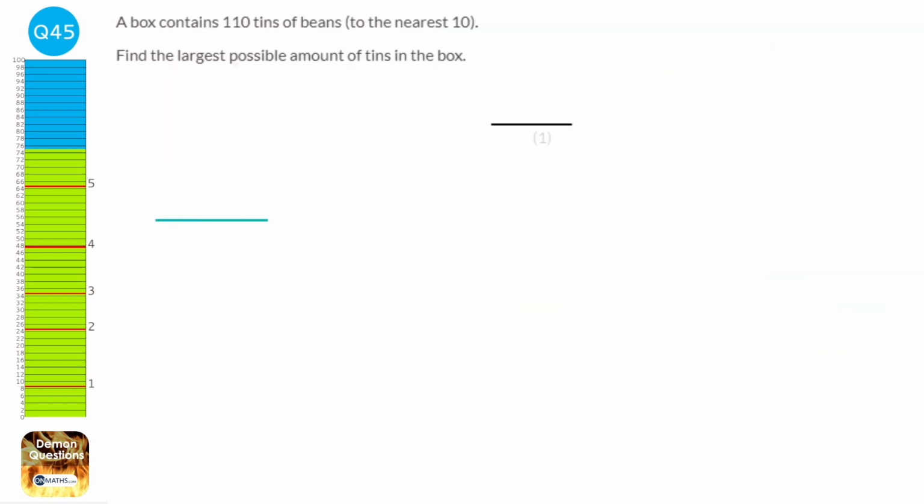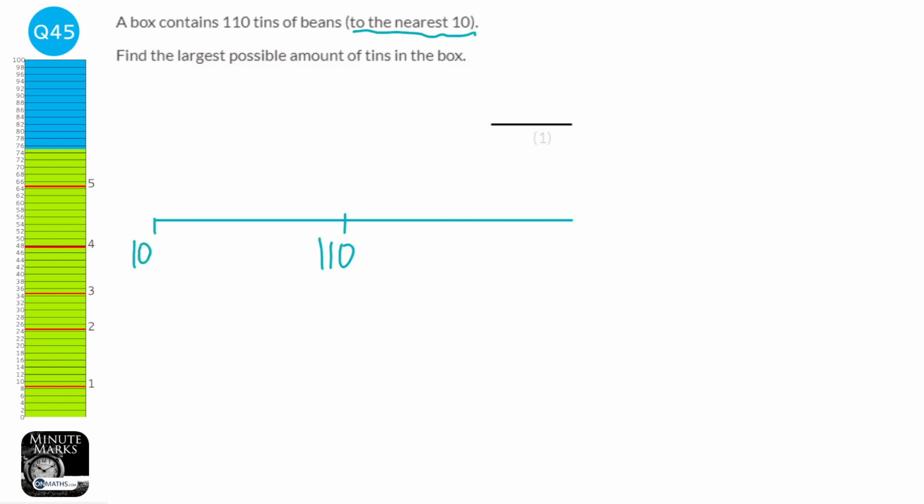If I start by drawing a number line, and we're going to put the 110 in the middle. Now I'm going to label the next one down and the next one up. It says to the nearest 10. So the next one down would be 100, and the next one up would be 120. Now we're interested in the cutoff, and the cutoff point is between the two numbers. Okay, so that's the cutoff point. If it goes above that cutoff point, it would have rounded to the next number up. So if the number was here, it would round to 120.